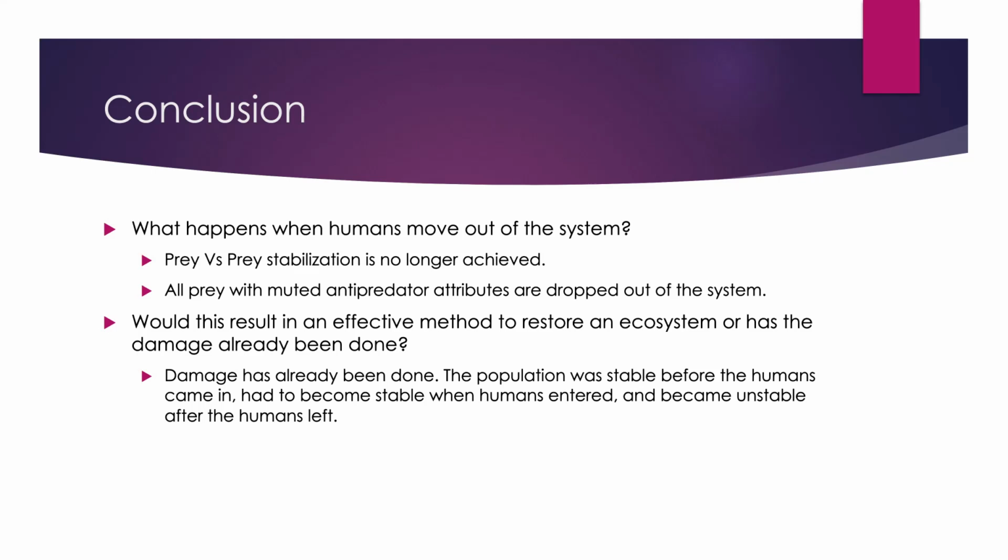The population was stable before the humans came in, had to become stable when the humans entered, and became unstable after they left, leaving it in that chaotic, unstable state. With that, the damage has already been done and they are working to restore a new ecosystem, and it would be different than it was before.